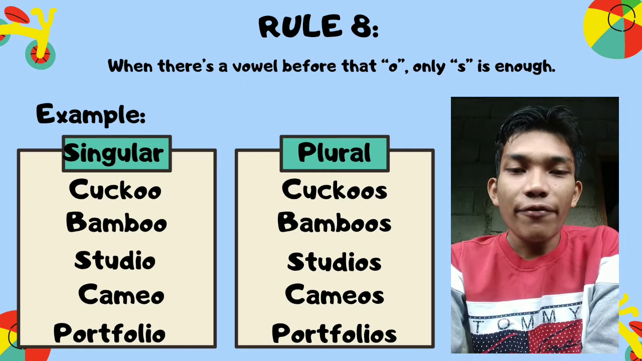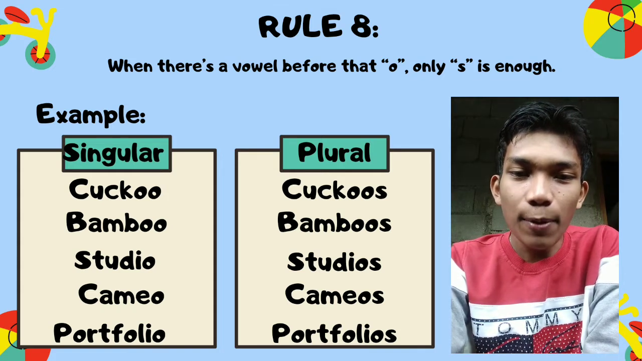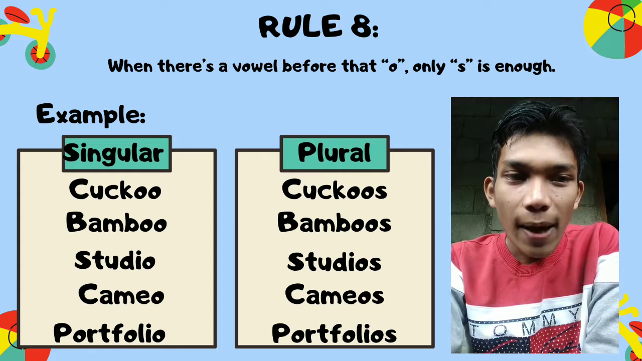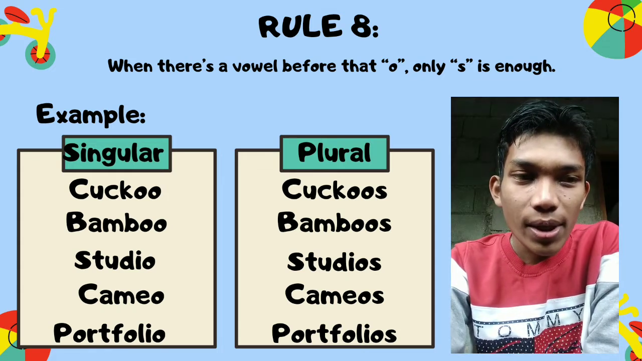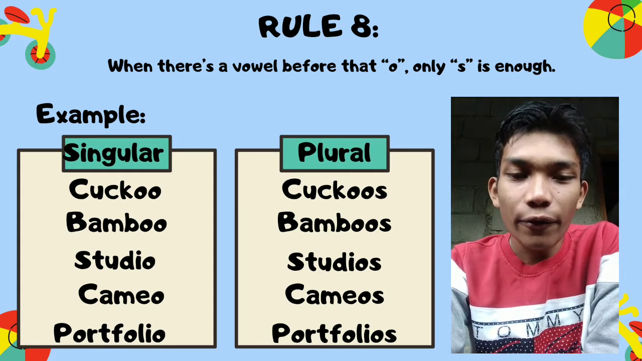Next rule, if there is a vowel before O, we add S to make it plural. For example, cuckoo to cuckoos, bamboo to bamboos, studio to studios, cameo to cameos, portfolio to portfolios.